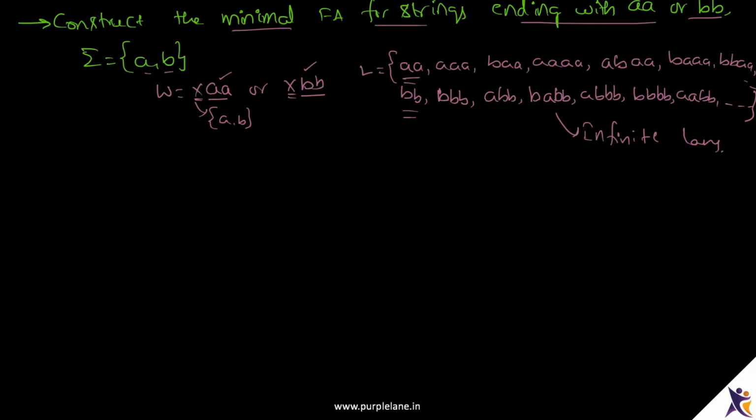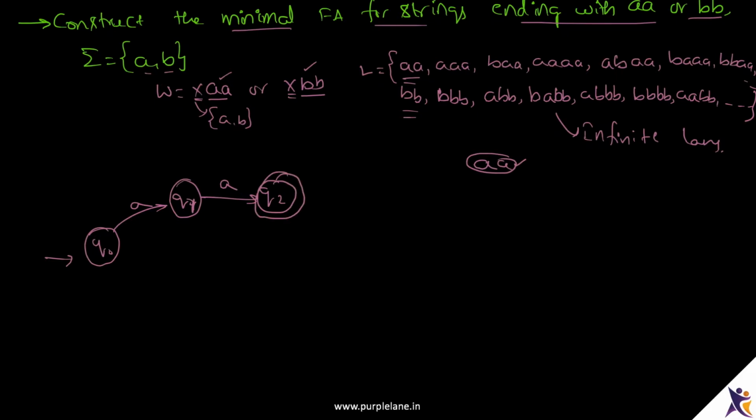The language does not have epsilon, so the initial state won't be a final state. So Q0 is our initial state. Considering AA as the minimal string, on seeing A from Q0 it goes to Q1. On seeing A from Q1 it goes to Q2. Since we have reached the end of the string and this string is ending with AA, we will have to accept this string. So Q2 is our final state.